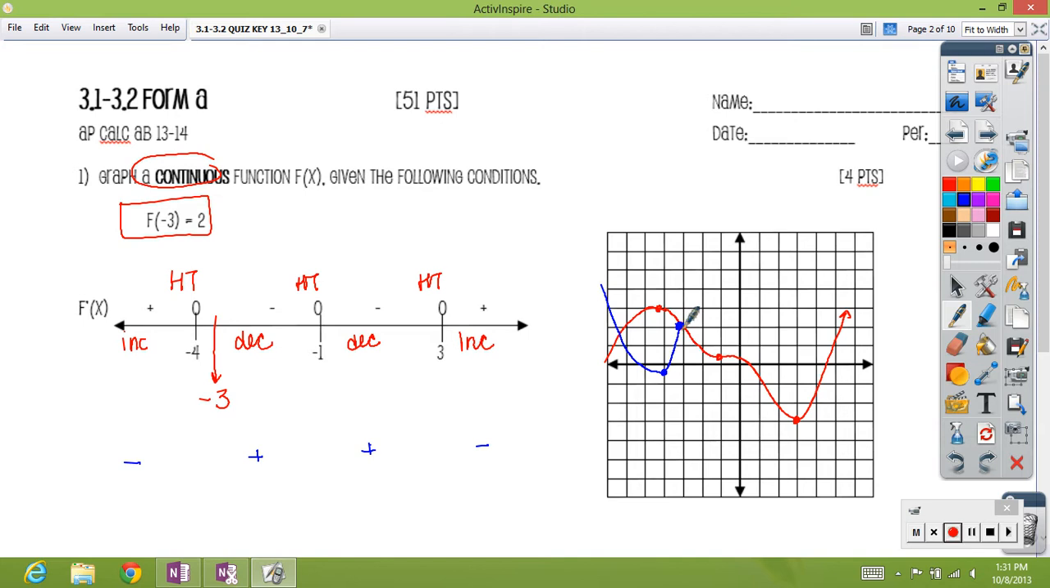to the point -3, but I keep increasing until I hit -1, and then I keep increasing, and then let me try this again. Let me try to not go up so high. Alright, so I'm increasing until -1. I flatten out, I increase some more, and then when I hit 3, I flatten out and come back down. So this will be horizontal tangent here, horizontal tangent here. So those would be the two answers for the first problem.